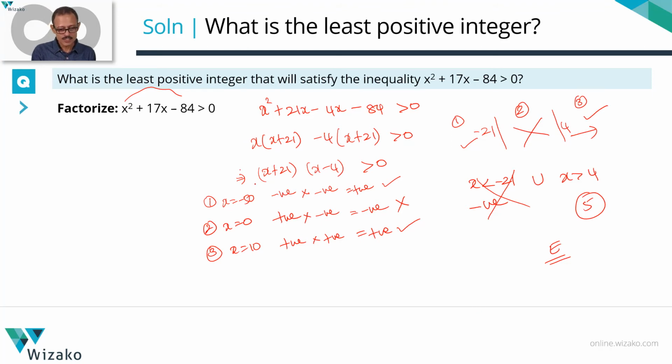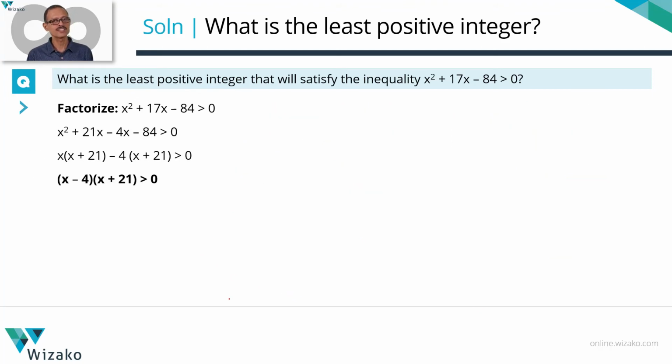Method 2 up till this point is the same. Factorization is exactly the same. I'm going to walk you through a result. If you can remember the result and use it, that will save you as much time. In fact, probably this would be a faster method if you can remember the result than even using what we did in the last slide. X minus 4 times x plus 21 is greater than 0 is how it's factorized.